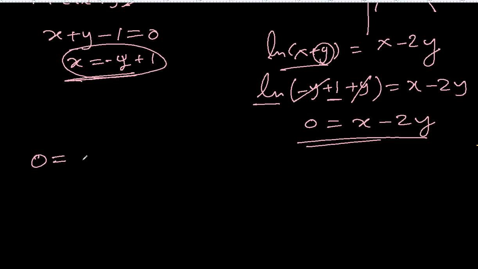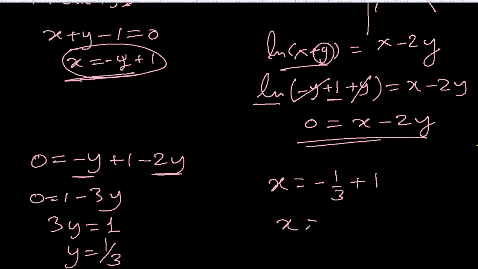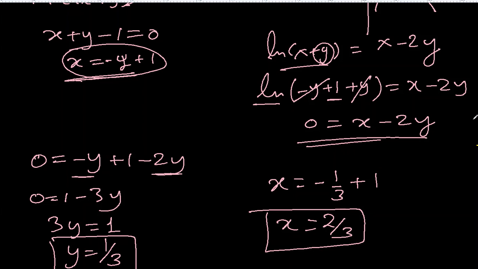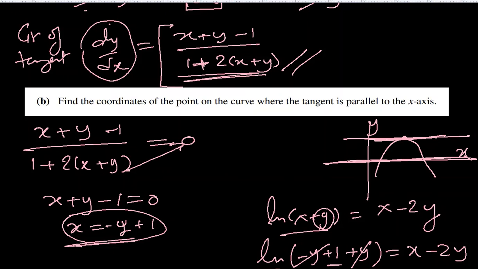Let's see. 0 equal to minus y plus 1 minus 2y. So minus y minus 2y is minus 3y. 1 minus 3y equal to 0. So 3y equal to 1 and y is 1 over 3. And now we can get x. x equal to minus y, which is minus 1 over 3 now, plus 1. x equal to 2/3. So we got the coordinates 2/3 and 1/3. I think that was the requirement. Find the coordinates of the point.